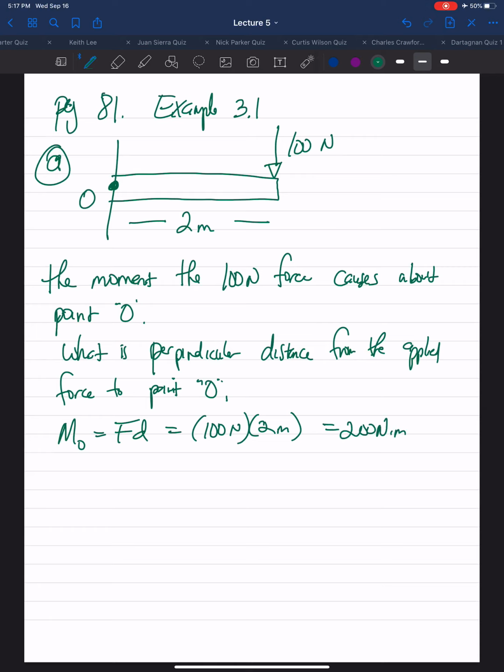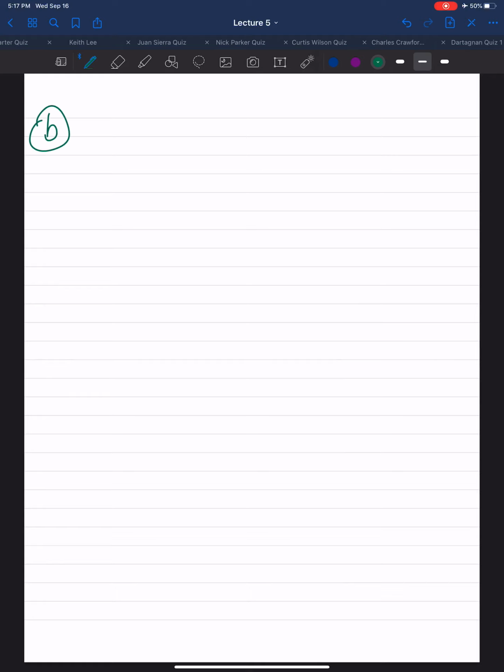Now, is that enough? No. Which direction is that 100 Newton force causing that body to rotate? Is it causing it to rotate in a clockwise direction or a counterclockwise direction? It's pushing down about a fixed point O, so it's causing it to rotate this way. So that's clockwise. Moments we have to notate which direction the rotation is going. All right, take a look at the next one, B. You have our origin.